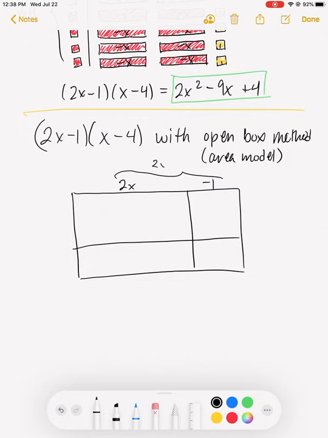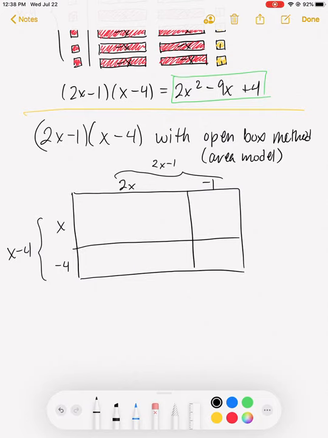So very similar to our algebra tiles part. This will be x and this will be minus 4. That's going to be my x minus 4. Okay. Now we've separated them up into terms. And now we're going to multiply each term by the others. And we do this with these boxes, so it's easy to go with these boxes.